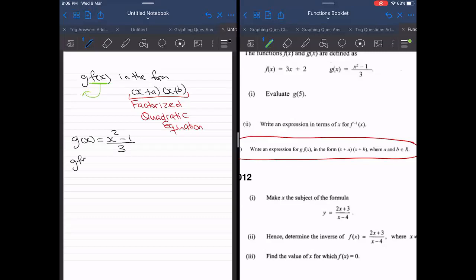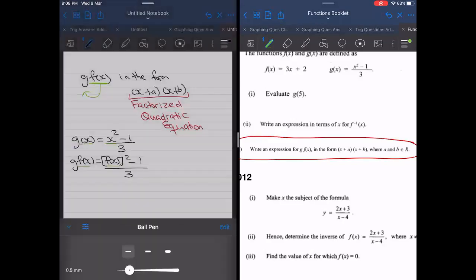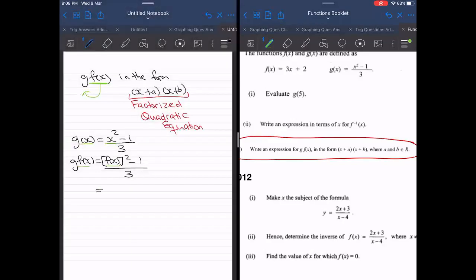So g of f of x means wherever I see x, I'm going to put f of x. Right, so just like when it was g of 5, wherever you see x you're supposed to put 5, same thing. So what is f of x? F of x is 3x plus 2. So it's ((3x plus 2) squared minus 1) over 3.